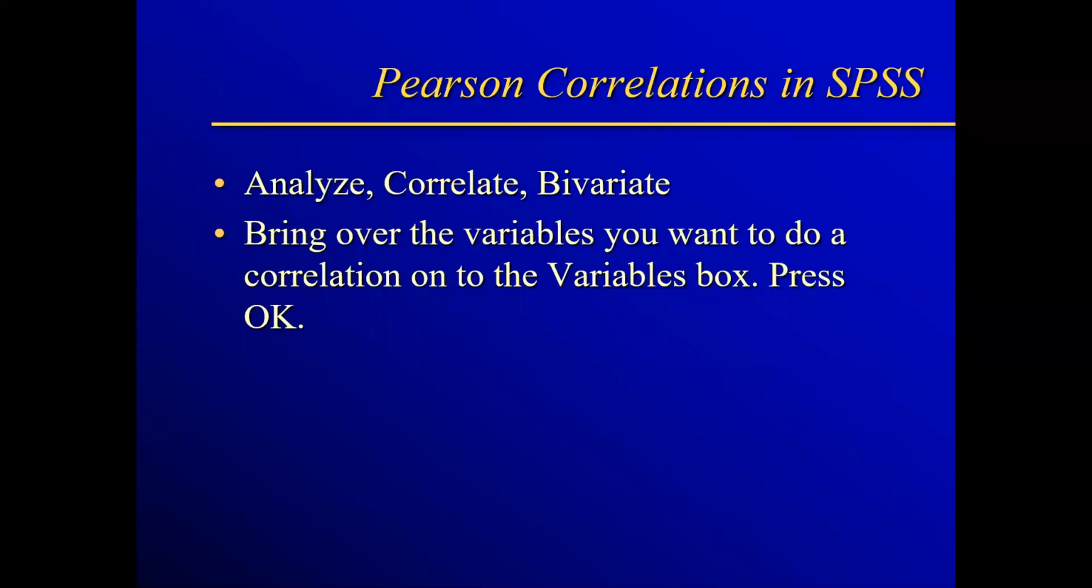This may be slightly different for some of you, depending on what version of SPSS you have. If it is different, let me know so I can update this, but you should be able to figure it out. It's Analyze, Correlate, Bivariate. Then all you need to do is bring over the variables you want to correlate to the variable box, and then you press OK. So let me show you how to do a correlation in SPSS.